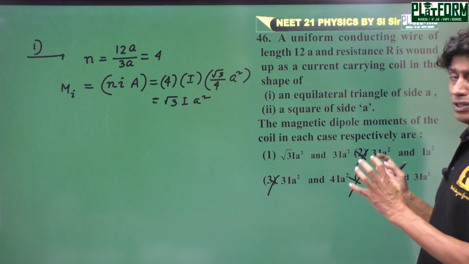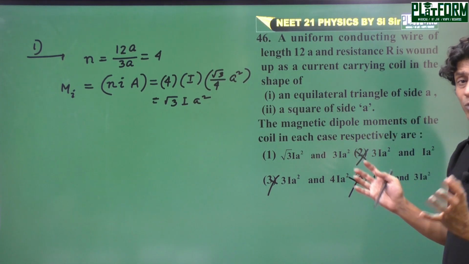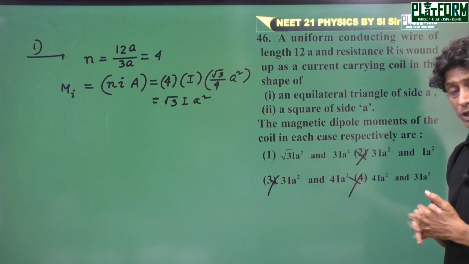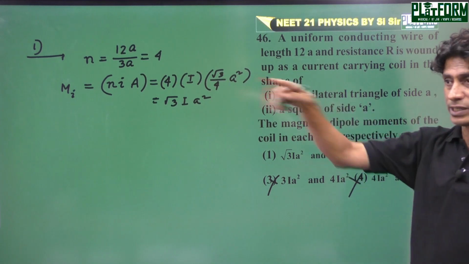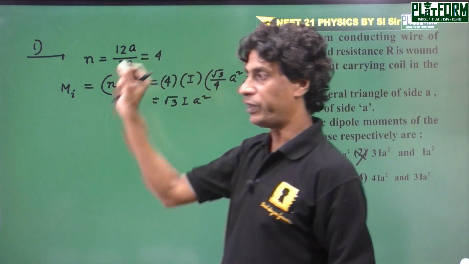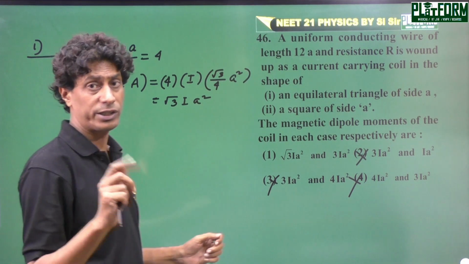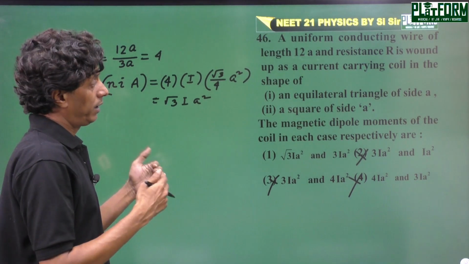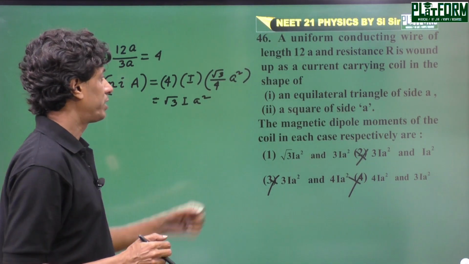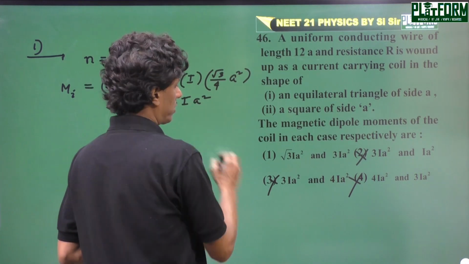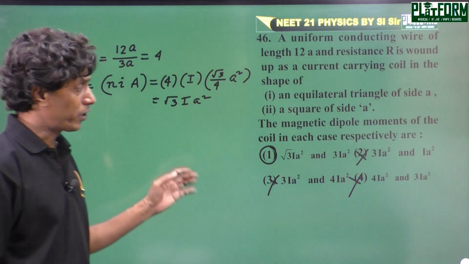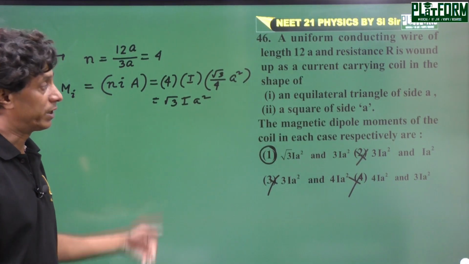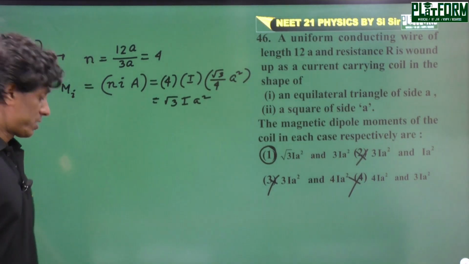Only by checking one, if we find the magnetic moment of the current carrying coil, that is the equilateral triangle, it has 4 turns. The total length of the wire is 12A, but the periphery of the equilateral triangle is 3A, so the number of turns is 4. In the case of the equilateral triangle, the magnetic moment is equal to root 3 I into a square, so the right option here is 1. It is not necessary to check the other options, the magnetic moment in the shape of the square. Let us move to the next problem.